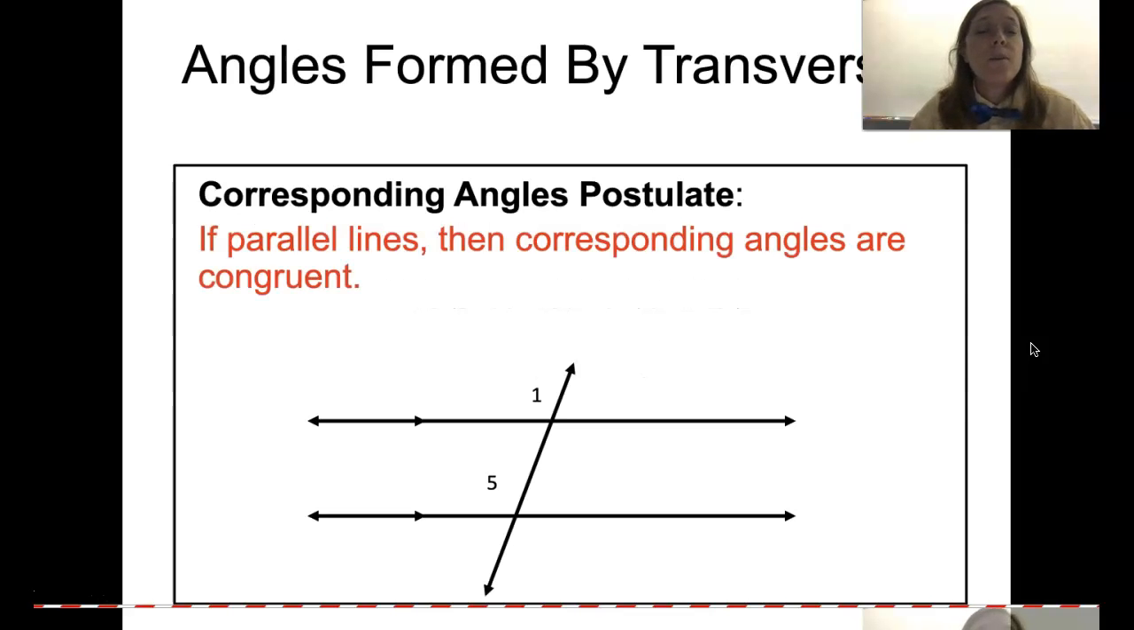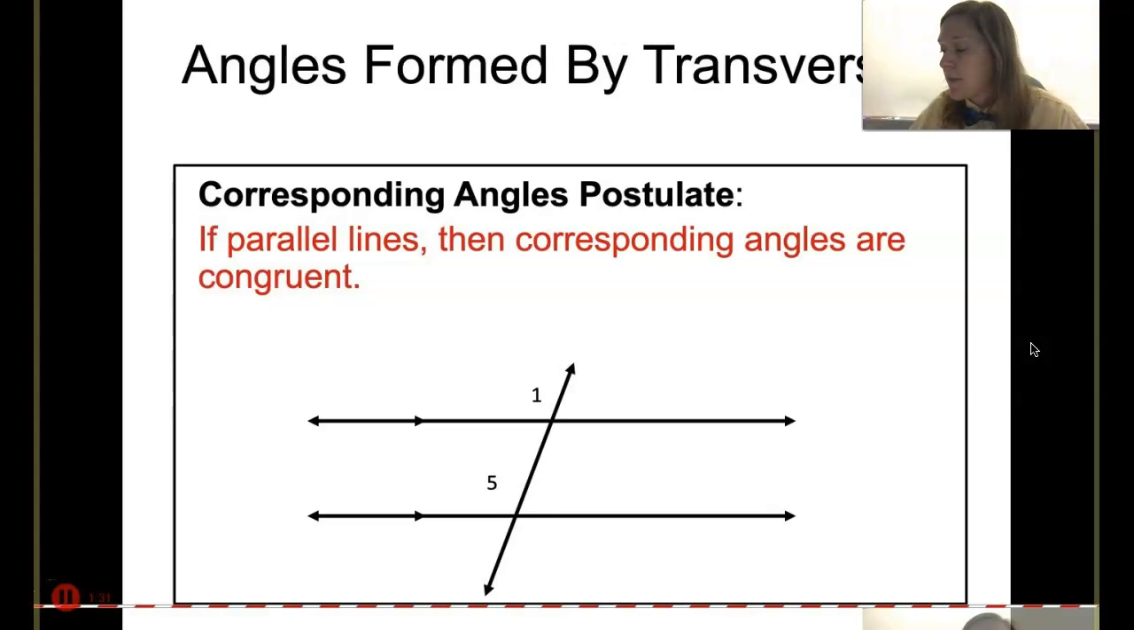So our corresponding angles postulate tells us the following. If parallel lines, then corresponding angles are congruent. So in this diagram here, I want you to input angle 1 and angle 5. And because I have parallel lines, and we do have something new here.